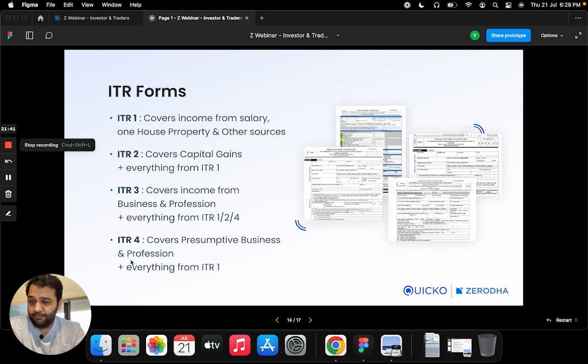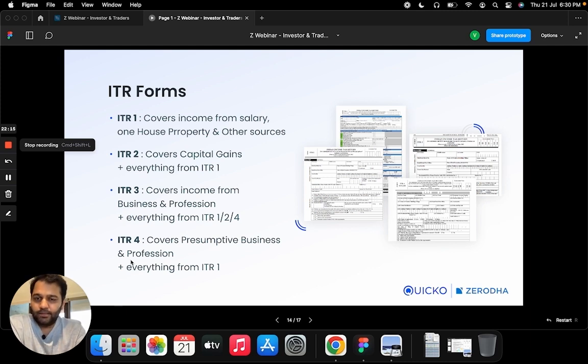So that makes ITR 2 the most important income tax return form for people who are investing into mutual funds or doing delivery trading, right? ITR 3 covers income from business and profession. Remember, intraday and F&O is considered business profession income. So if you are doing intraday and F&O trading, you will have to file ITR 3. It also covers all the other income heads and financial situations that's covered under ITR 1, 2, and 4.